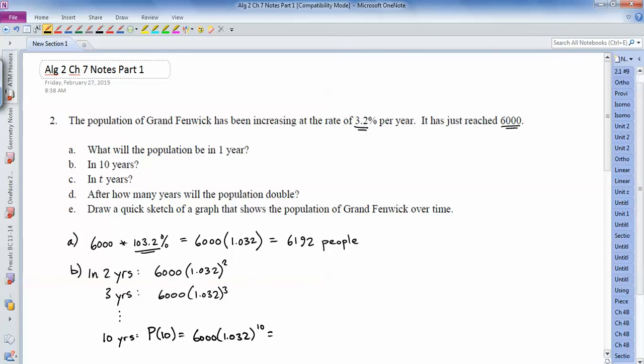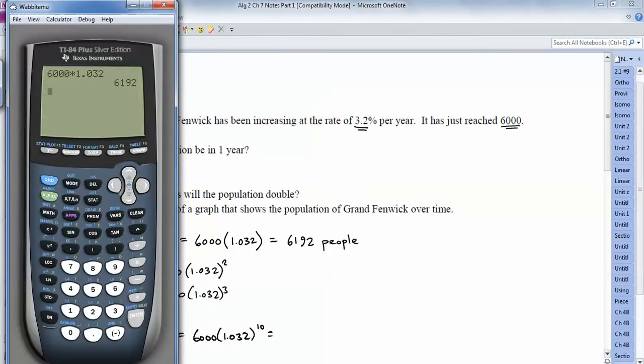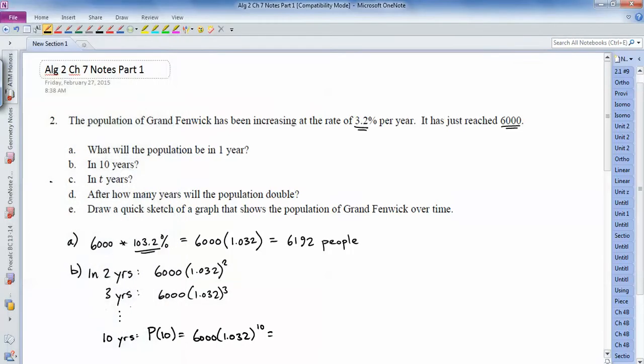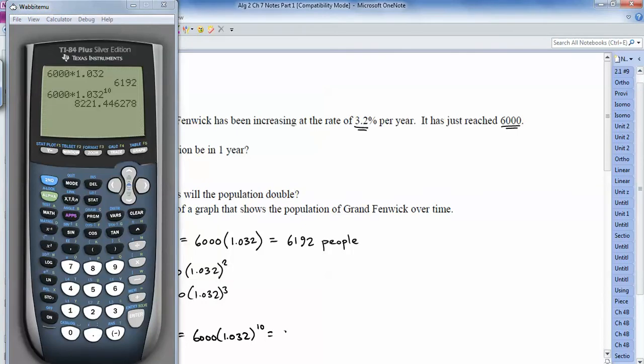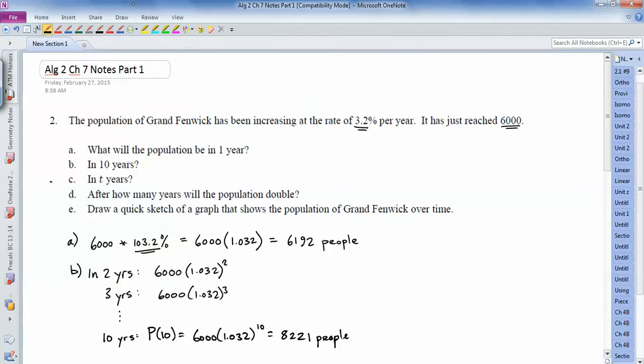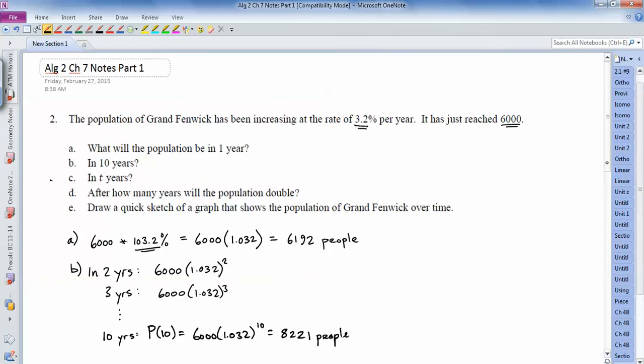So let's figure out what that is. Where's the calculator? There it is. So I'll just call that back up. To the 10th. 8,221, well, 0.44, so let's just round it to the nearest number because it's people. Okay? All right, so let's go on.